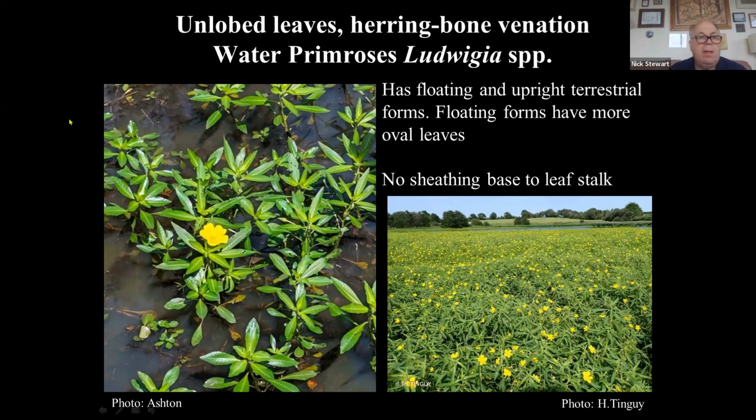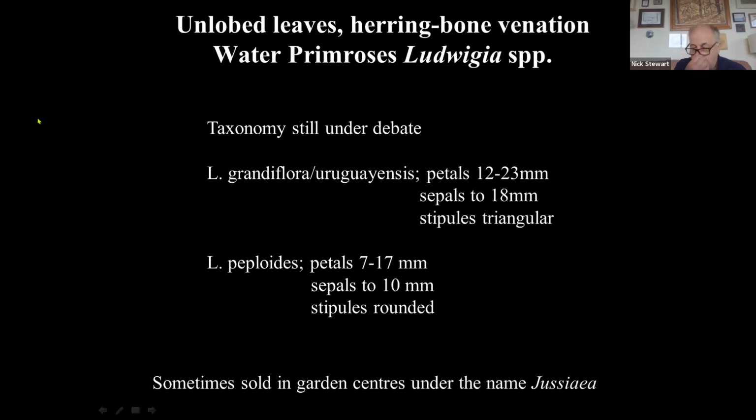There are, in fact, two, possibly three species. The taxonomy is still in a little bit of flux. The main one that seems to be the pest species is Ludwigia grandiflora, which has larger flowers and sepals, and at the base of the leaf stalk, there's a very small stipule. It's only a sort of millimeter or so in size, and there's a difference in shape. The grandiflora has triangular stipules, whereas Ludwigia peploides has rounded stipules.